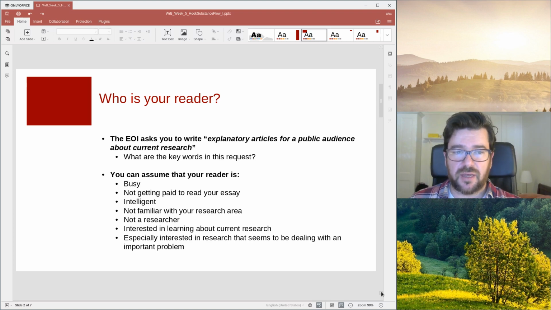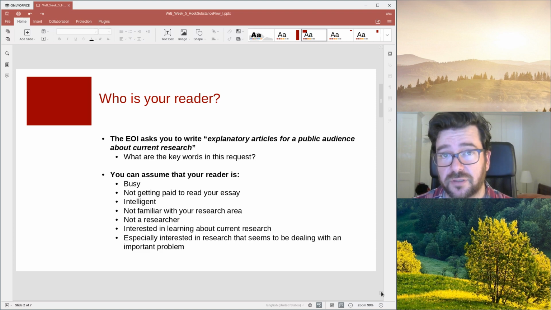And in terms of thinking about that, what you're trying to do is articulate a story that will appeal to people who are not paid to read your work, who are very busy, have limited time to read stories, so the articles are going to be very short.